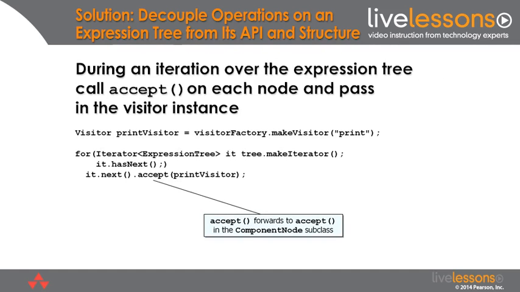Now, during the iteration over the expression tree, as we're using the iterator pattern, we're going to call accept on each tree node and pass in the desired visitor instance. So as you can see here, we're going to make ourselves a visitor for printing, and for every element that's in the tree, we're going to go ahead and call the accept method passing in the print visitor. That accept method, of course, will forward to the appropriate component node subclass.